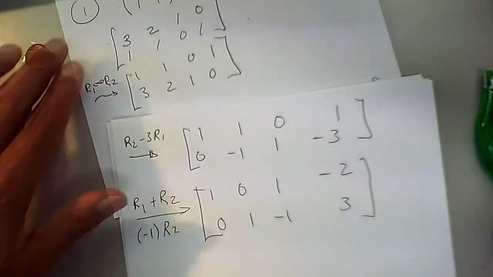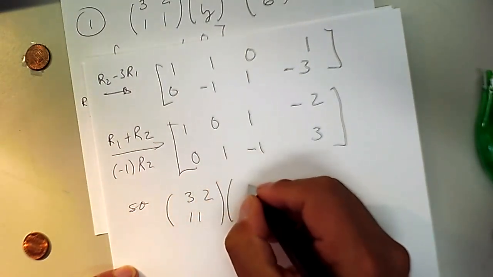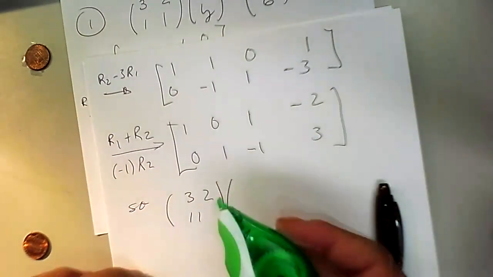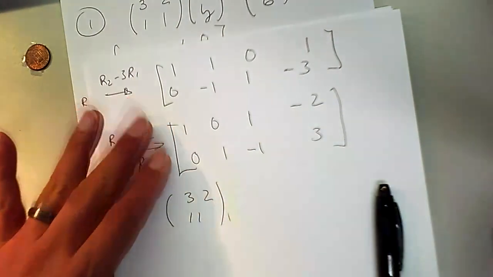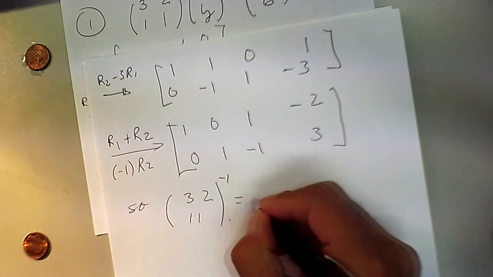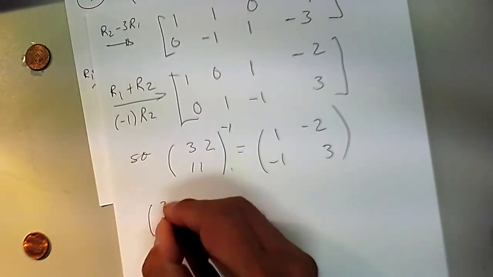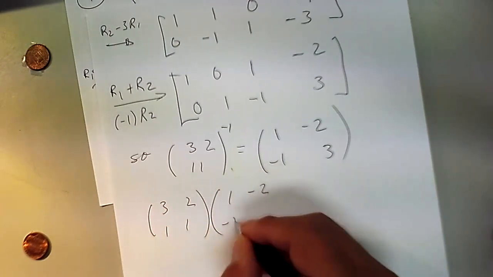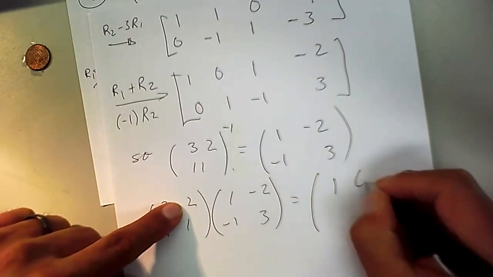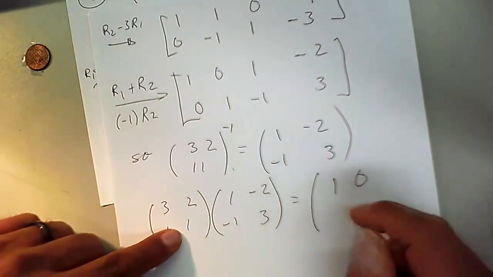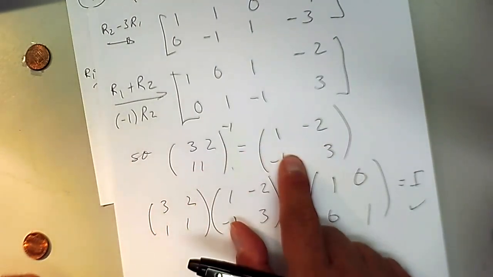We claim that the answer to the inverse, not the answer to the original problem, we're just trying to find the inverse there. So the inverse of this, we claim, is 1, negative 2, negative 1, positive 3. But let's double check. 3, 2, 1, 1, and then 1, negative 2, negative 1, 3. So 3 minus 2, 1, negative 6 plus 6, 0. 1 minus 1, 0, negative 2 plus 3, 1, which is the identity. So that checks. So the claim we made is correct.